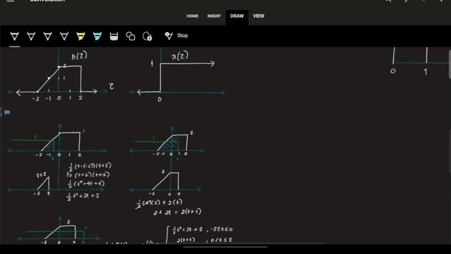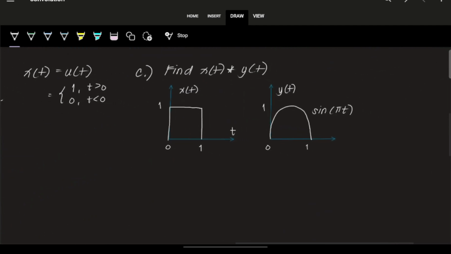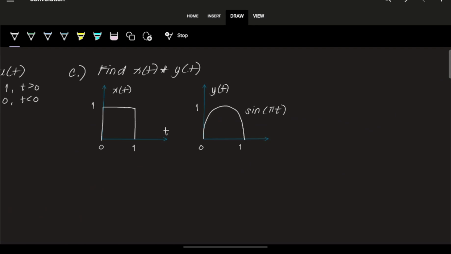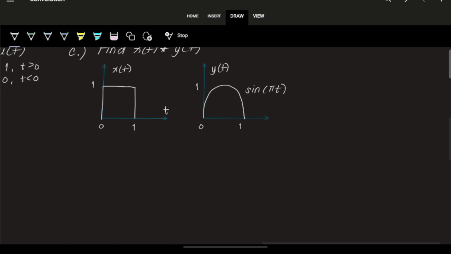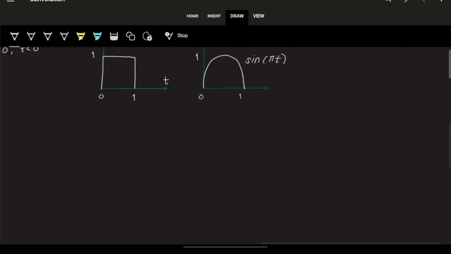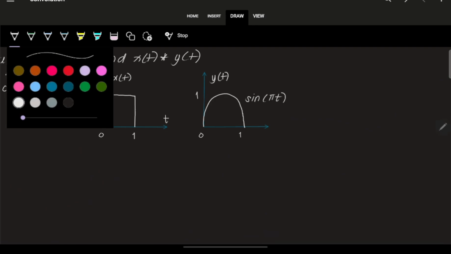Okay, now let's go to the last example. Sabi dito, we have two signals: a rectangular pulse with the amplitude of 1 and a half sinusoid defined by the function sine of pi t. We are asked to find the convolution of x of t and y of t. Let's try to decide first what will take the position of t minus tau. In this case, mas madali sa rectangular pulse kaysa kay half sinusoid. So let's take the half sinusoid as our fixed value.